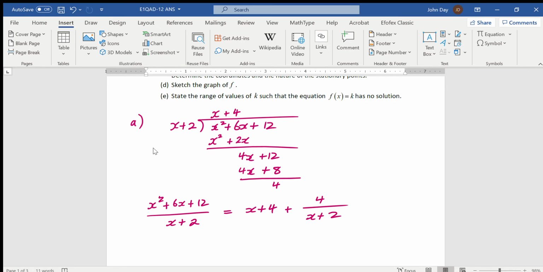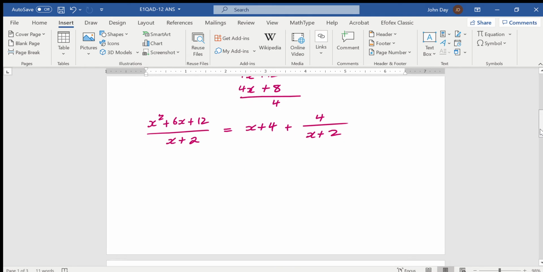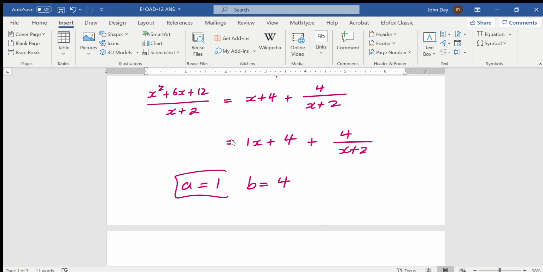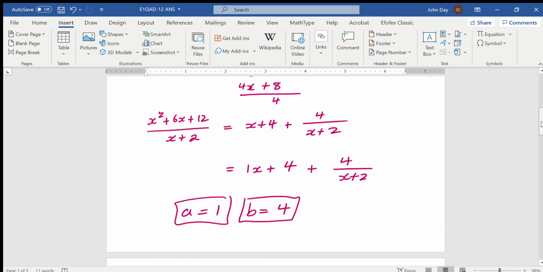Now the question actually said, don't just express it in that format, but also you need to write what the values of a and b are. So this is like 1 times x + 4 over x + 2. So a is equal to 1 and b is equal to 4, to make sure that I've specifically answered their question.